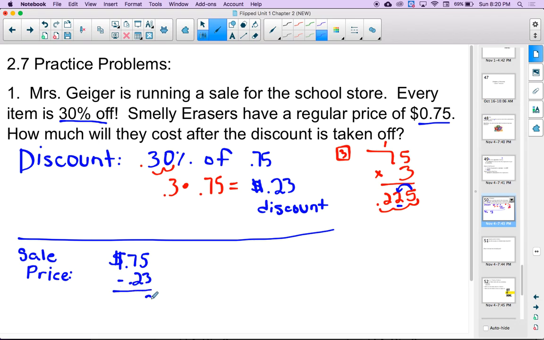5 minus 3 is 2, 7 minus 2 is 5. Place my decimal. So the sale price will be 52 cents. Okay, so that is what we're going to do to find discount and find the sale price. Remember, I really want your work to be organized nicely like mine. The more organized you are, the more this makes sense.